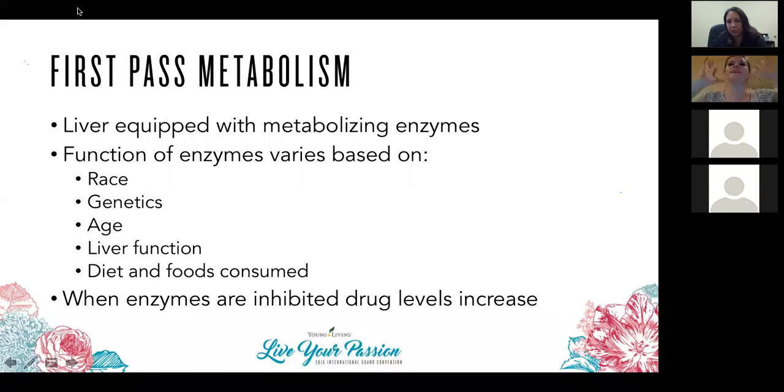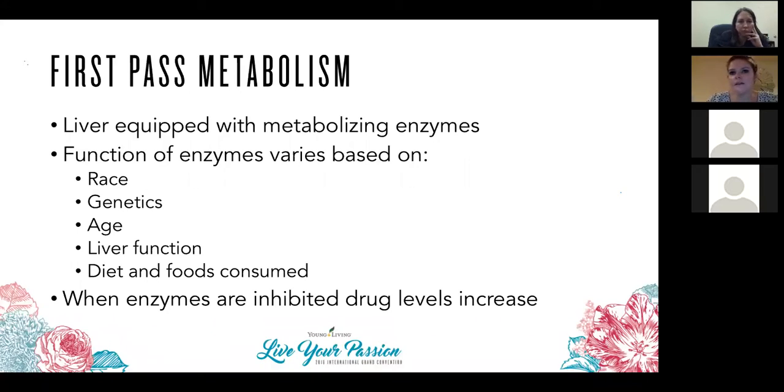So let's first think about how the body metabolizes drugs and foreign substances of all sorts. The liver is your metabolic powerhouse. It really breaks down a lot in the body. Your liver has hundreds, if not thousands, of metabolizing enzymes. The functions of those enzymes vary based on race, genetics, age, liver function, as well as diet and foods that are consumed.